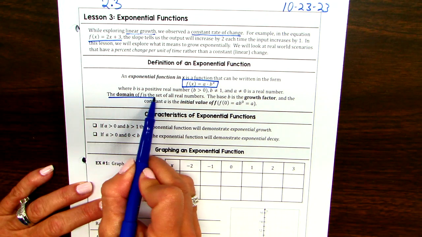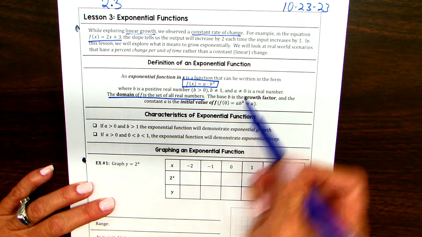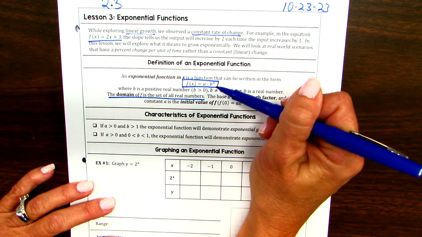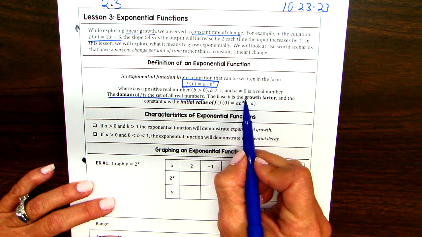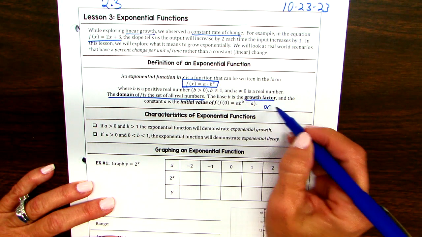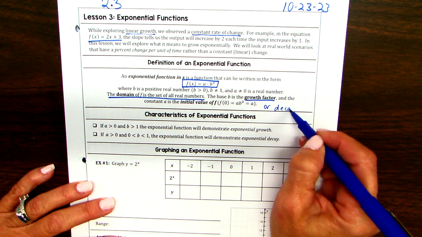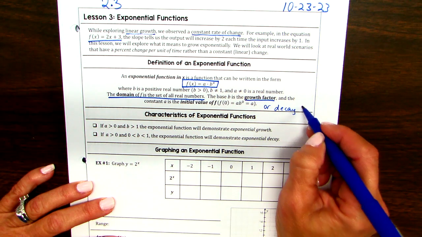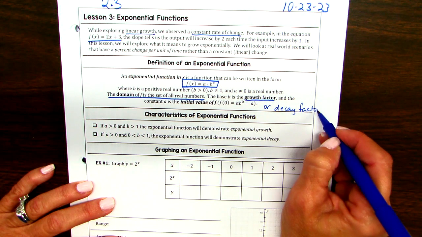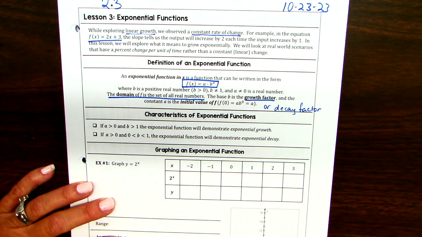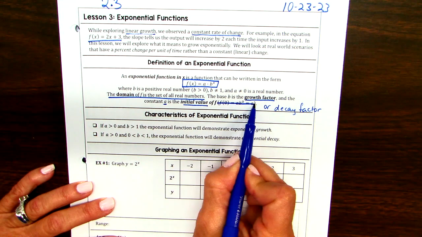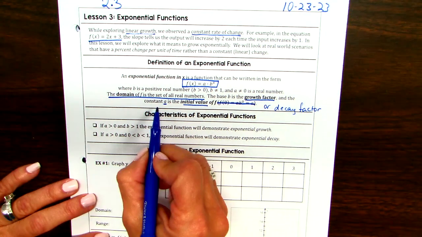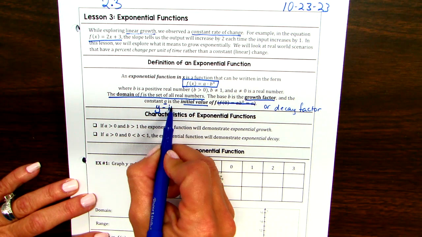The domain of these functions is all real numbers. You can plug any number that you want in for that x, positive, negative, 0. The base is called the growth factor, or decay factor if it's less than 1, and I'll show you that. That's very easy. And the constant a is the initial value. So a is also your y-intercept.